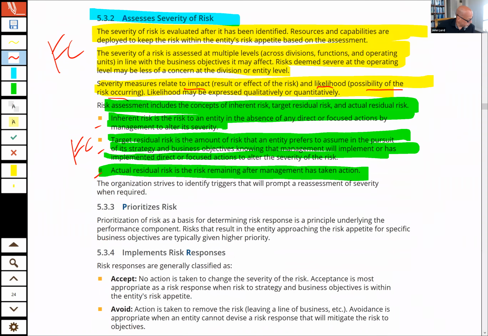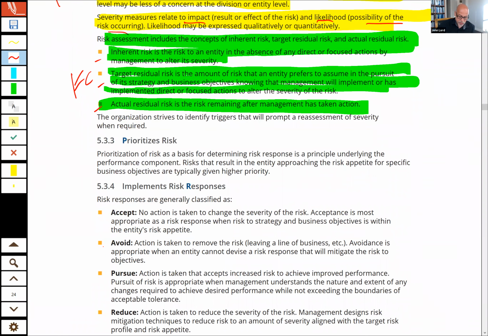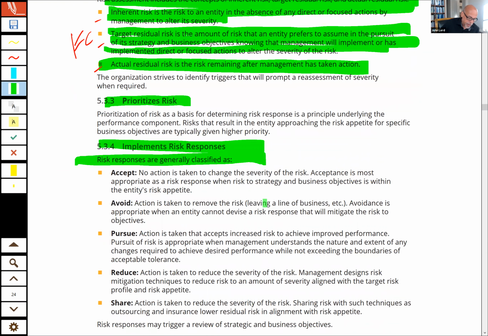Now, we will then prioritize the risk, again, those with higher impact and higher probability, we're probably going to avoid that activity. Those with lower probability and lower impact, maybe we just accept those risks, okay? So we go ahead and we implement our risk response, and let's go ahead and flashcard what we're going to do here. Acceptance means no action. We just accept the risk. Avoid, action is taken to remove the risk. So we're just not going to drill for oil anymore.